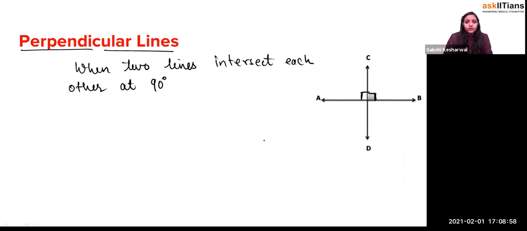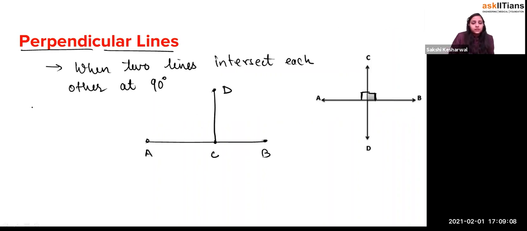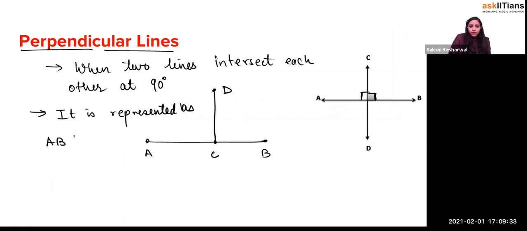So let us suppose if I write like this, this is A, this is B, and this one is C, right? This is C and D. So how do we denote it? This is how we do it. Now it is represented like this: AB is perpendicular to CD.